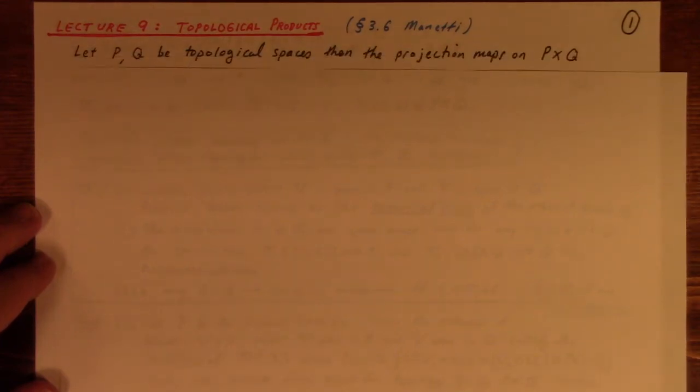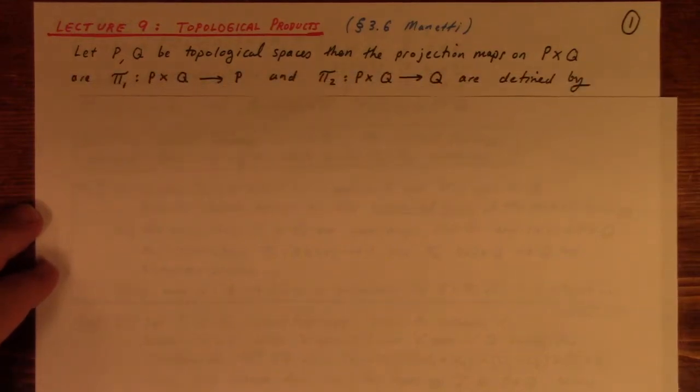All right, so let's talk about topological products. This is lecture 9, based on section 3.6 of Manetti. So given a pair of topological spaces, we want to talk about how to create another topology for the Cartesian product of those spaces, all right?